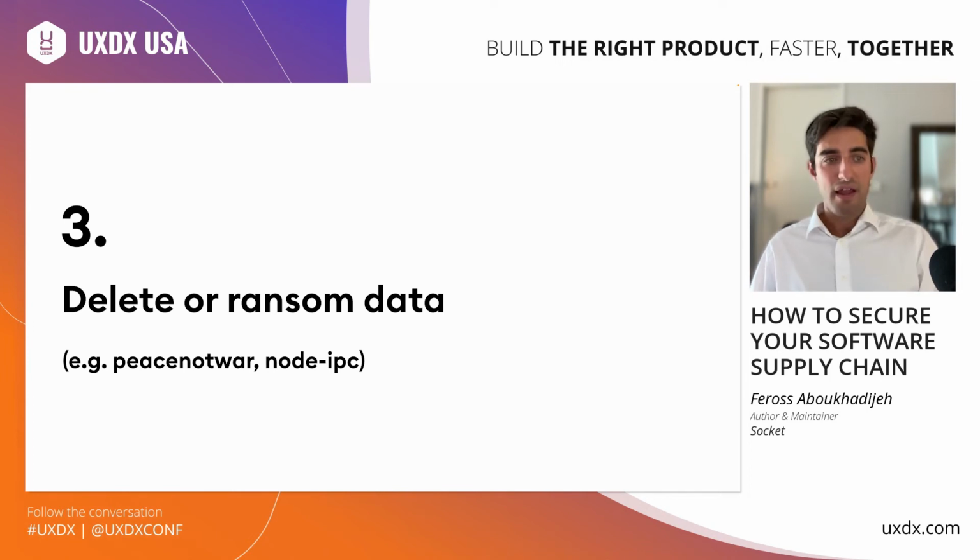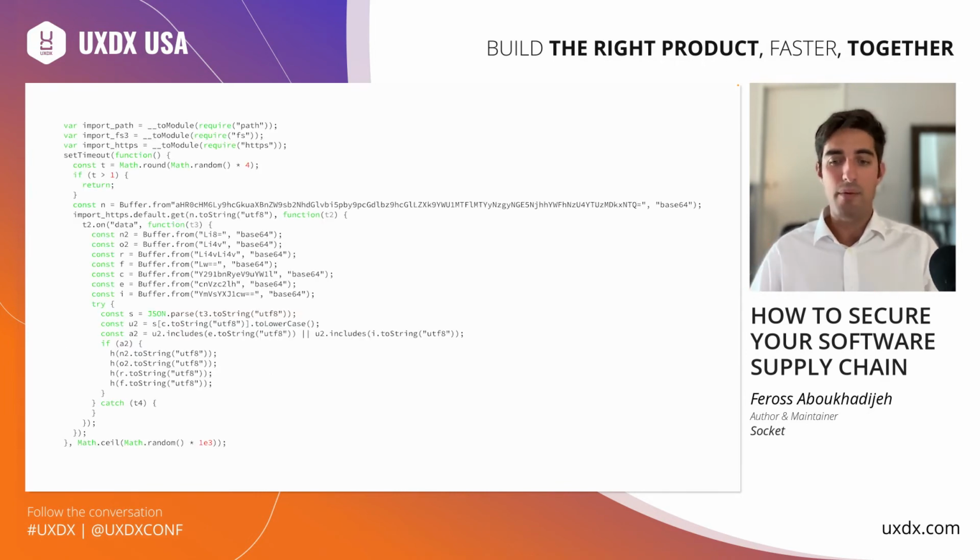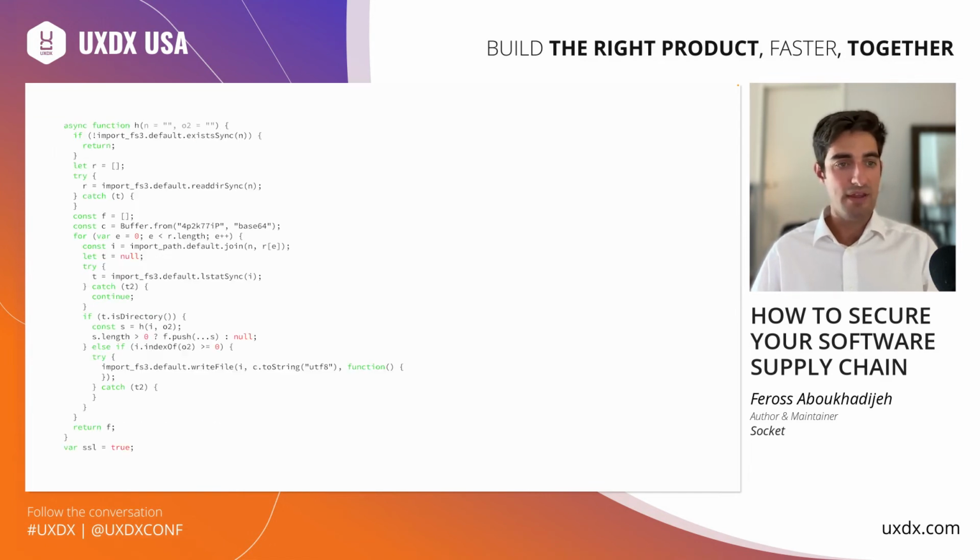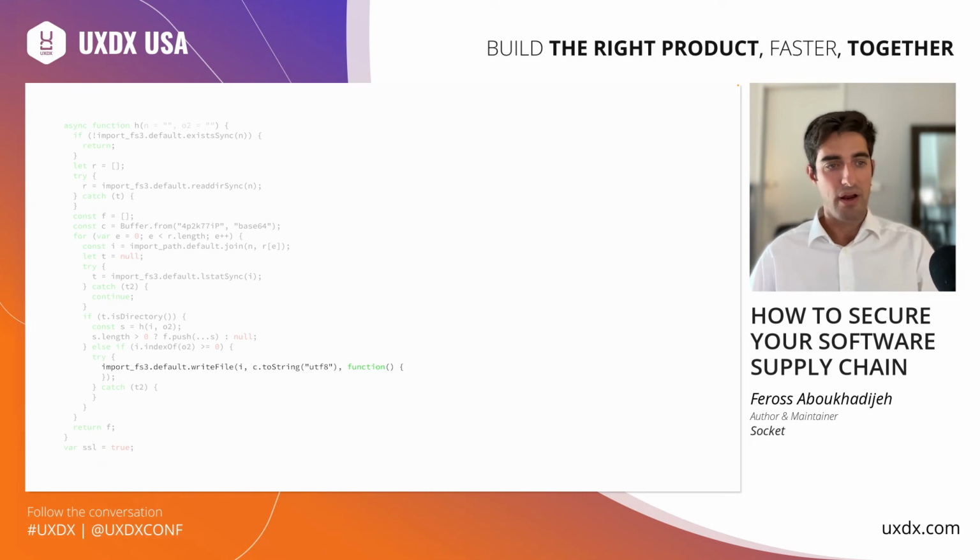And finally, the last tactic is to delete or to ransom your data. Some examples of this are the recent protestware that we've seen, Peace Not War, and Node IPC. So we'll take a look at that example here. This is a piece of malware written by some activists who wanted to make a statement about the war in Ukraine. They included this code in their package, and if you take a close look at it, it's a little bit obfuscated, but the key line is down here, where it's basically going to iterate through all the files on your machine and write garbage data over them. So effectively deleting all your files.